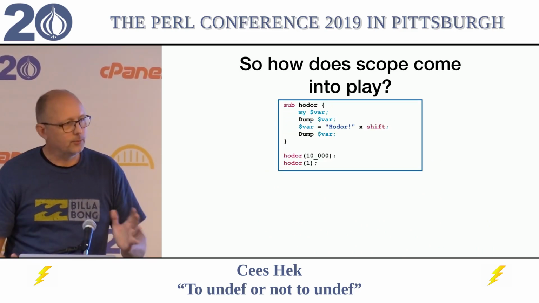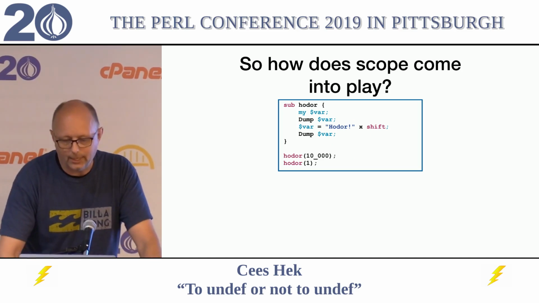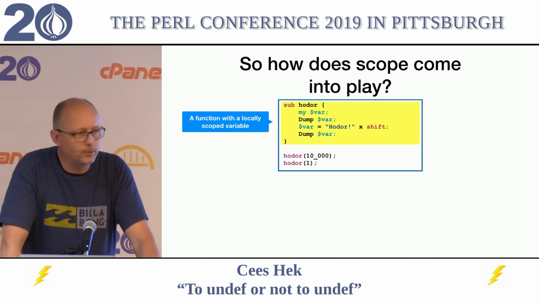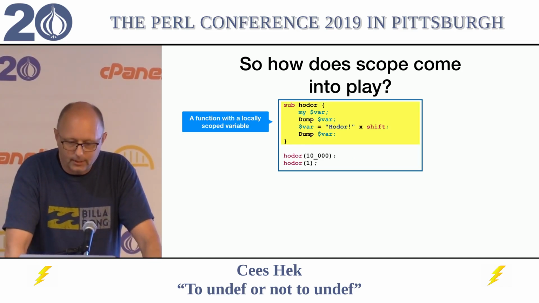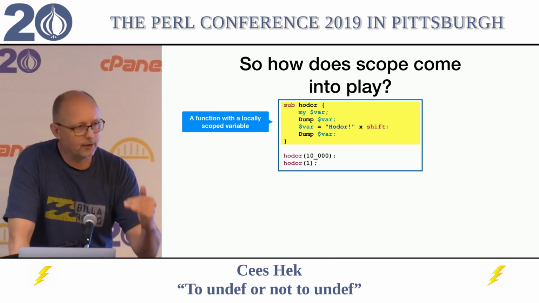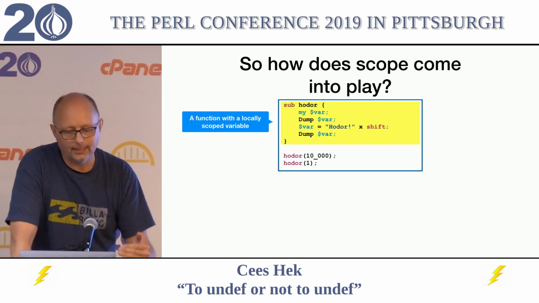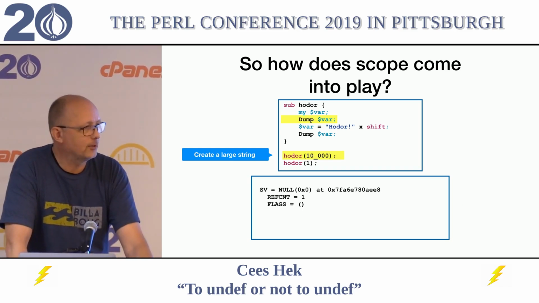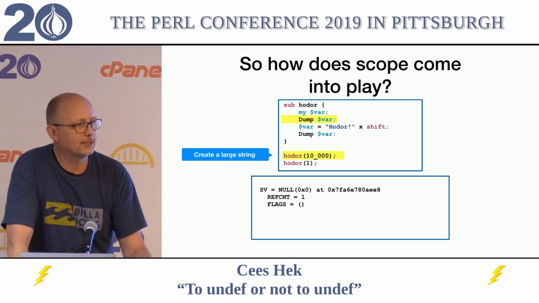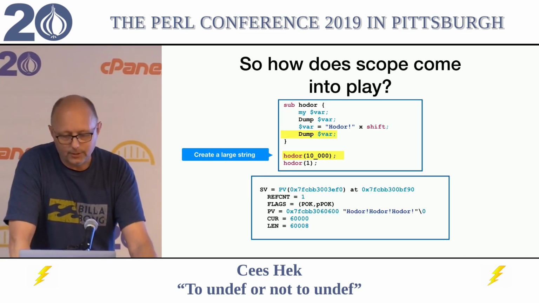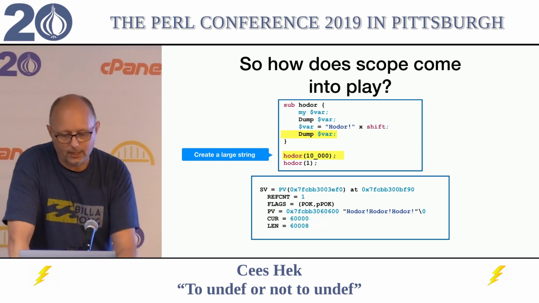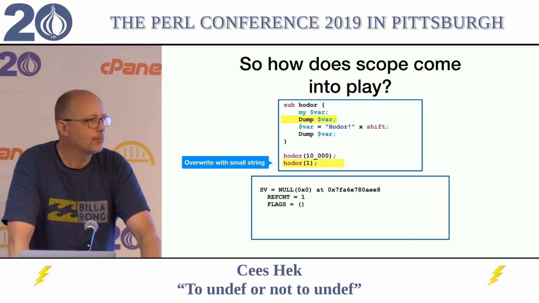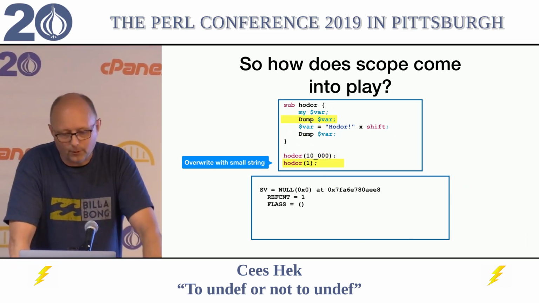So how does this work with scope? Here we have a little function, and we declare a lexical variable in there. I'm going to dump our variable before I assign to it, and then after as well. Before I assign to it, we still have that scalar value there, but it is effectively null. It has nothing in it. And afterwards, it looks the same as the first example. We have a bunch of data, and it's basically the same as before.